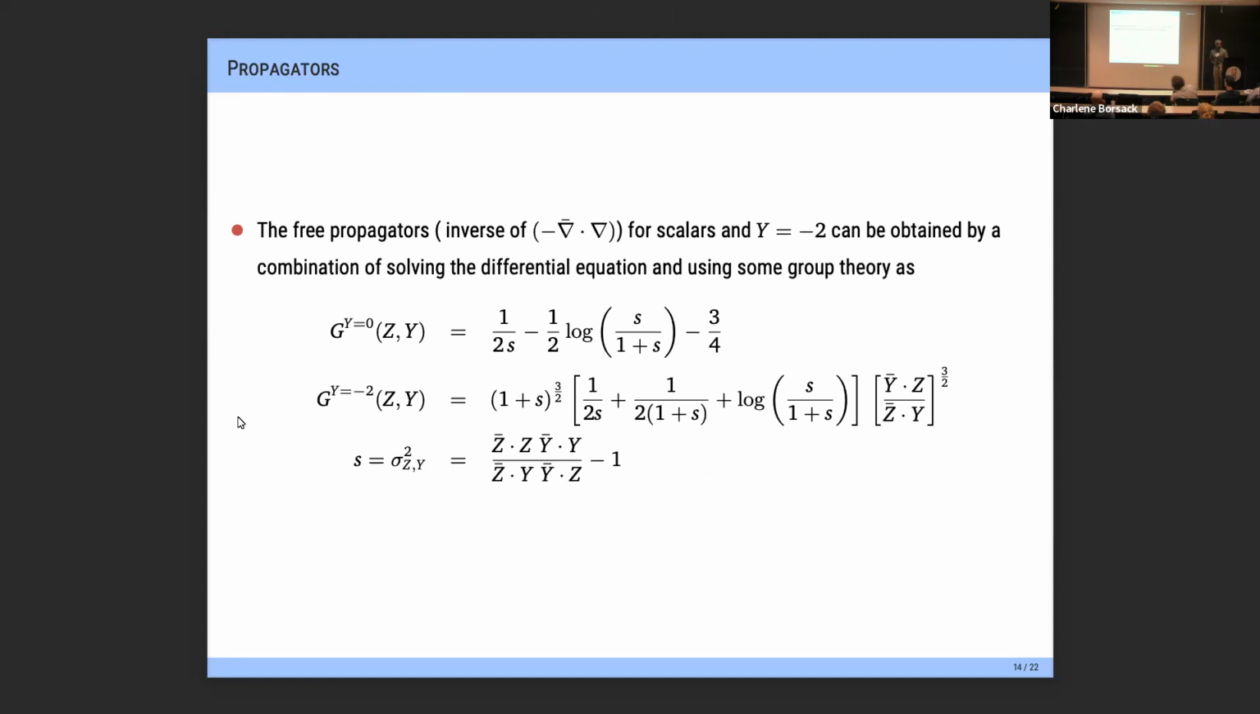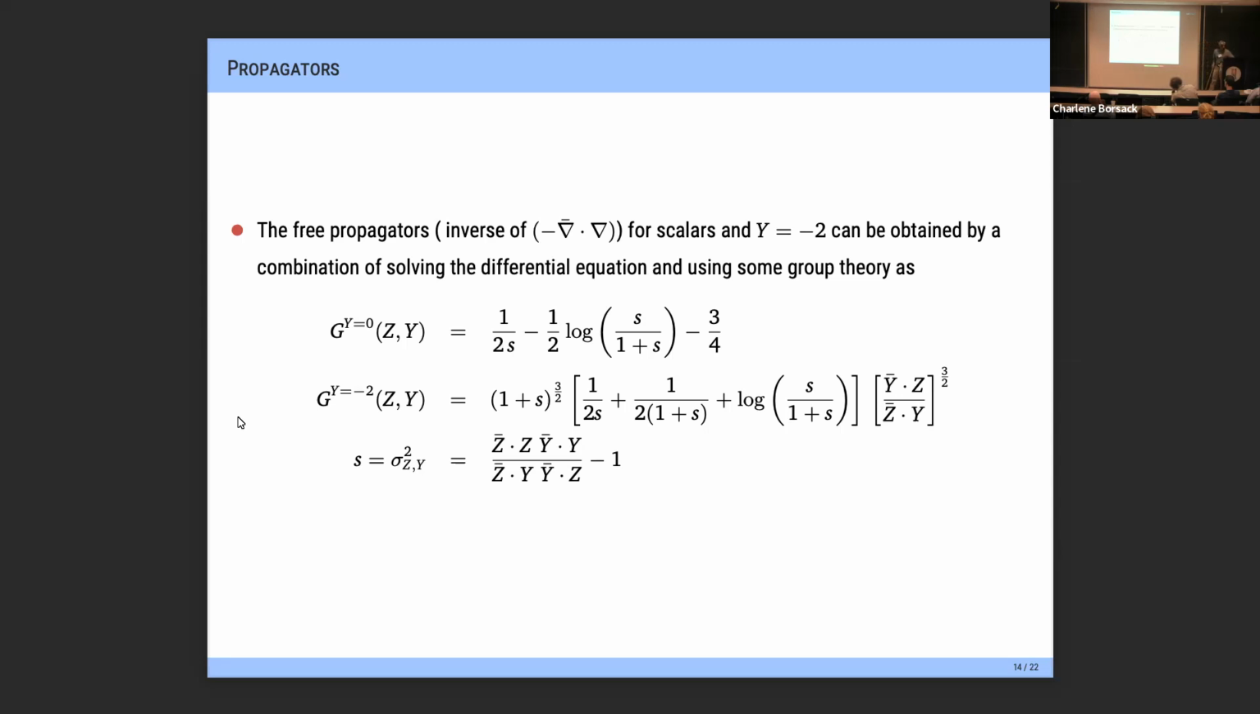Of course, when you do the calculation, we have to know the propagators to do the calculations, because we're going to do Feynman diagram type things, and those can be calculated. Because CP2 is such a nice space, defined as a group coset, we can use a combination of solving the differential equations and use some of the group theory to fix some terms, and you can exactly calculate the free propagators for the fields that we need. So for the scalar fields, here is how it looks, and here is for the y equal to minus 2 field, which is the other one that we need.